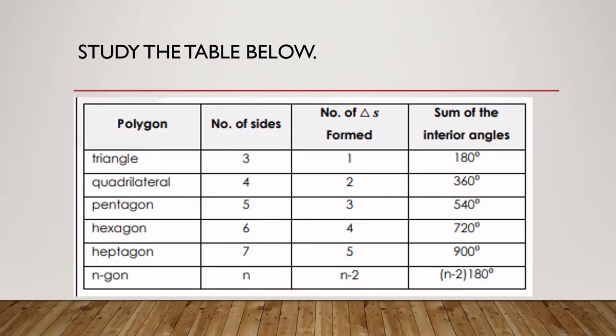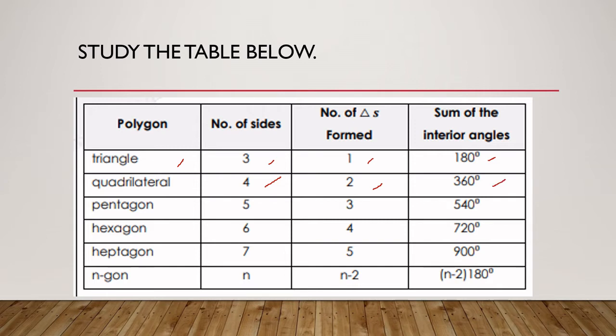So here is the table showing the sum of the interior angles. So we have here also the number of sides and the number of triangles formed. So let's say for example, triangle. A triangle has 3 sides. So ang ma-form natin na triangle dyan ay isa lang. So that is 180 degrees. So in quadrilateral, like for example a rectangle, we have 4 sides. So if we draw a diagonal from one vertex, we can form 2 triangles, and that is 2 times 180, the sum is 360 degrees.